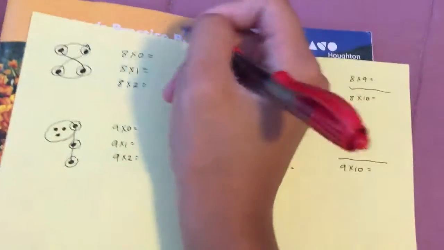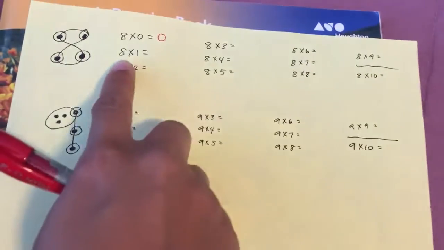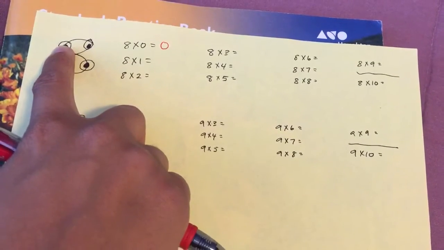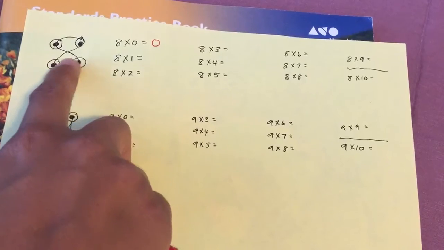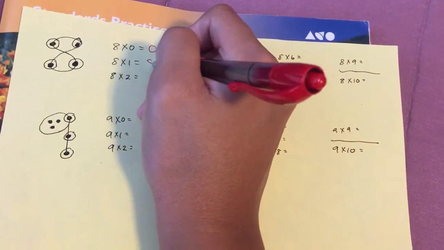So we know that 8 times 0 is 0 because we're not going to count any of the circles right now. Then we're going to count the circles just one time, all of them just once. 1, 2, 3, 4, 5, 6, 7, 8. So 8 times 1 is 8.